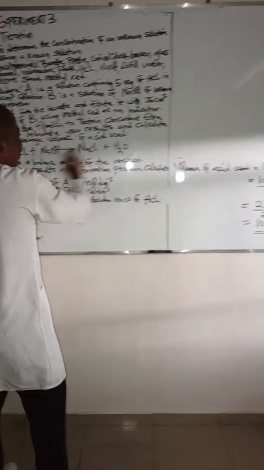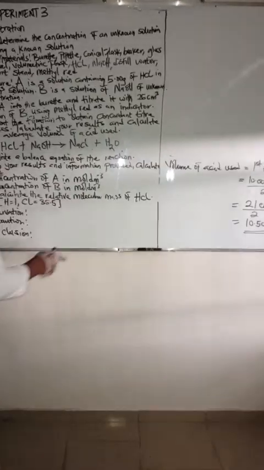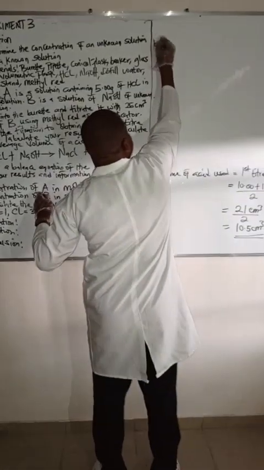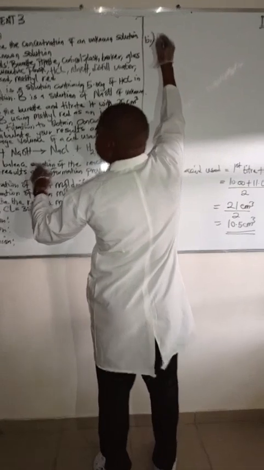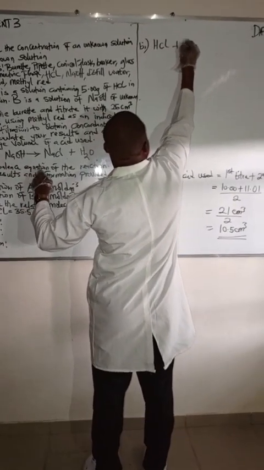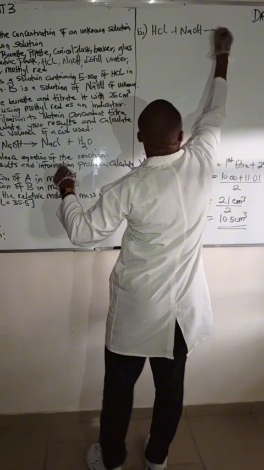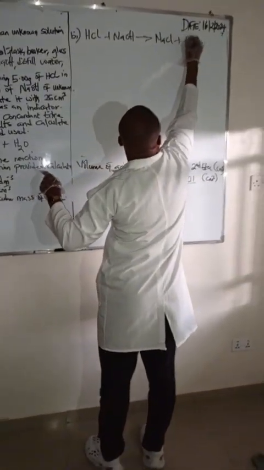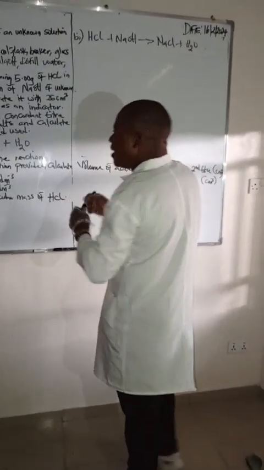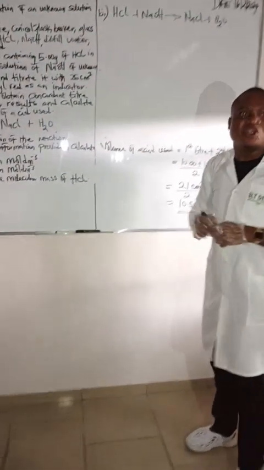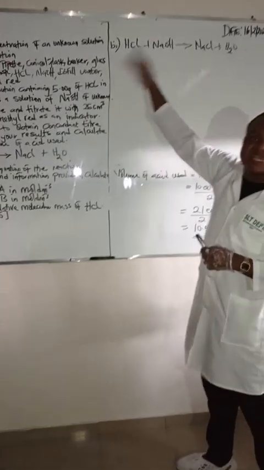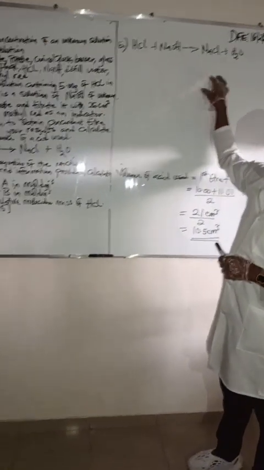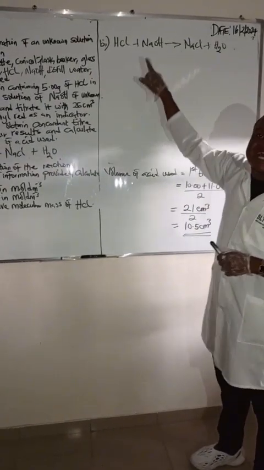Now, this is the equation of reaction which I've told you before. We are asked to write a balanced equation of the reaction. That is B. Now this is HCl plus sodium hydroxide gives sodium chloride plus water. When you're asked to write a balanced equation, it's just to balance the atoms of the component elements involved. Whatever you have in the left hand side will be equal to what you have in the right hand side. Are you following?